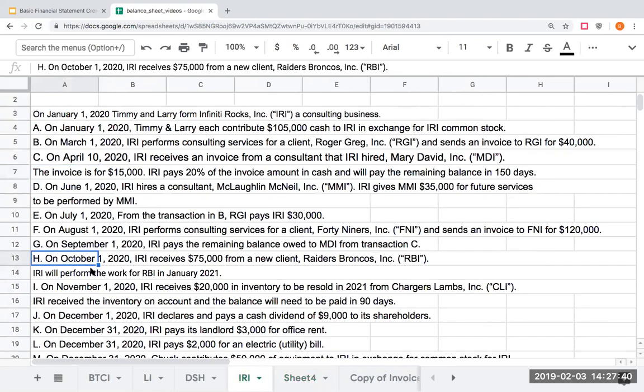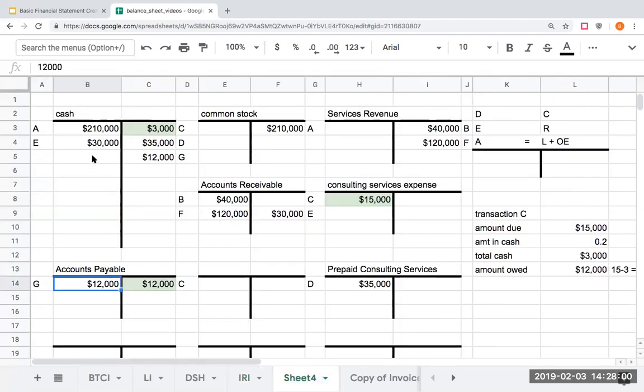Letter H, I received $75,000 from a new client, Raiders Broncos Inc. I'm going to be performing the work in the future. So here for letter H, I'm receiving cash, but I haven't done the work. So what do I need to do? I'm getting money. This is going to be letter H. And do I credit revenue? No, I don't credit revenue. Why? Because I haven't done the work yet.